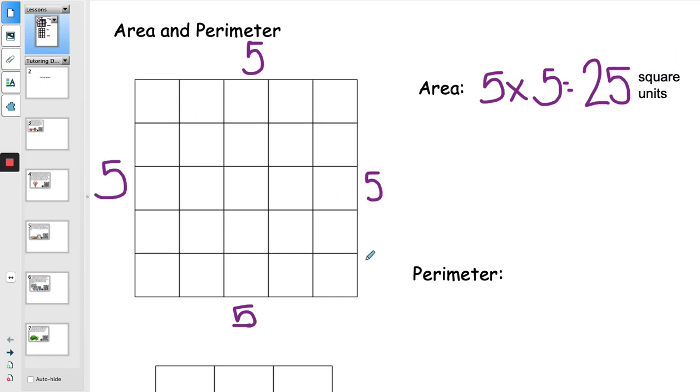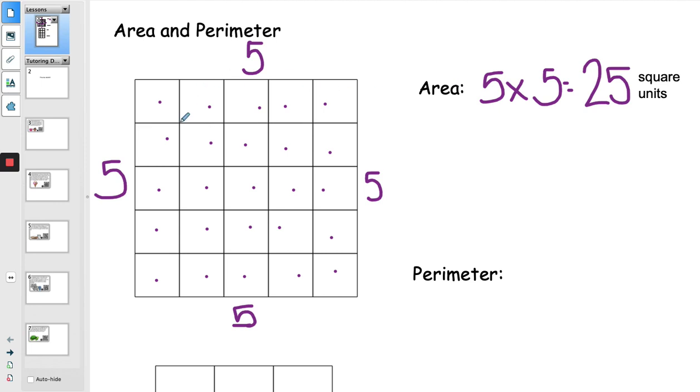It's just square units. Or if I didn't know what 5 times 5 was, I can count all of my squares on the inside. 1, 2, 3, 4, 5, 6, 7, 8, 9, 10, 11, 12, 13, 14, 15, 16, 17, 18, 19, 20, 21, 22, 23, 24, 25. So whether I do my multiplication or I count my squares, my answer is 25. Now I want to challenge you. I want you to try the multiplication when you are looking at your area, because you can always check your work by counting the squares after.